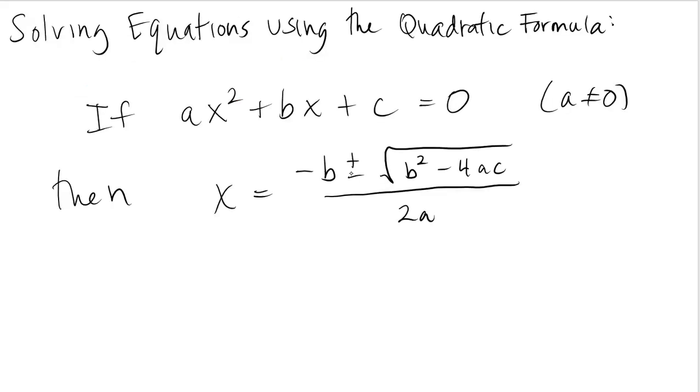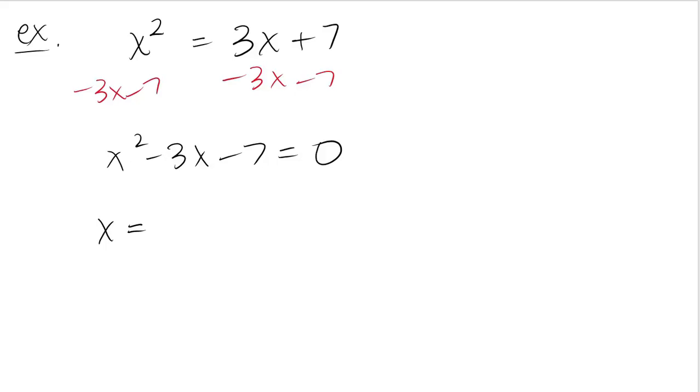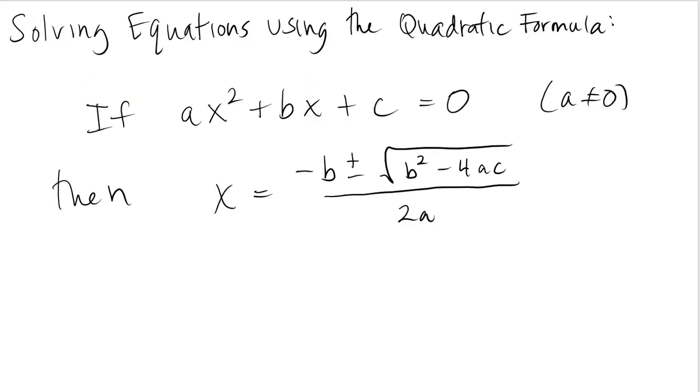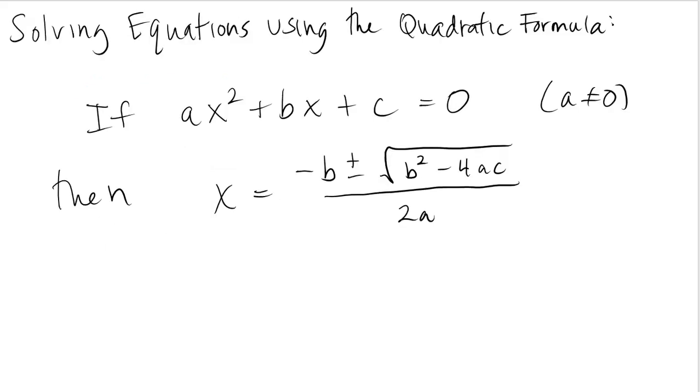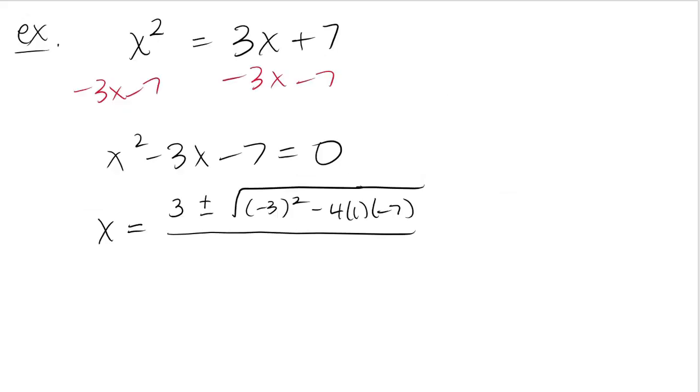So let's see, we start with the negation of b. That's the opposite of negative 3, which is 3. Plus or minus the square root of b squared minus 4ac. When I square negative 3, I need to put it in parentheses. Negative 3 squared minus 4 times 1 times negative 7. c is negative 7. All divided by 2 times a. That's 2 times 1. Implied coefficient on x squared is 1.